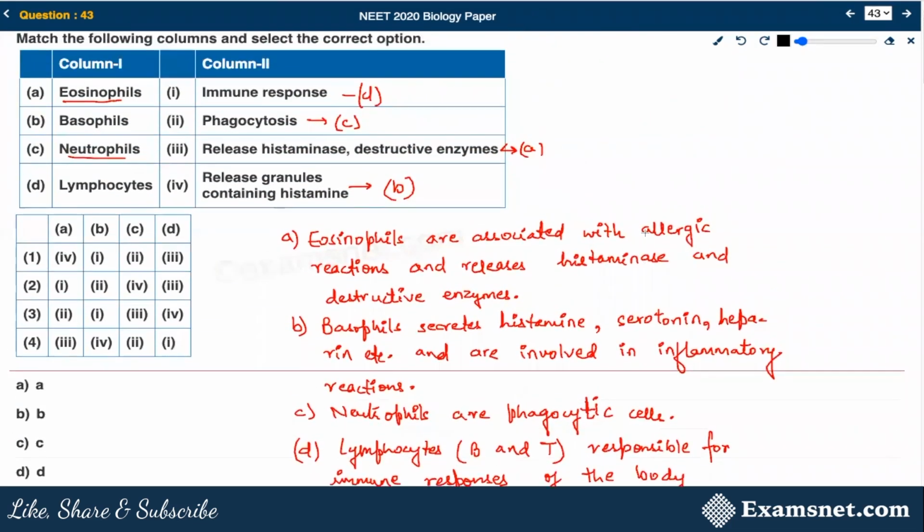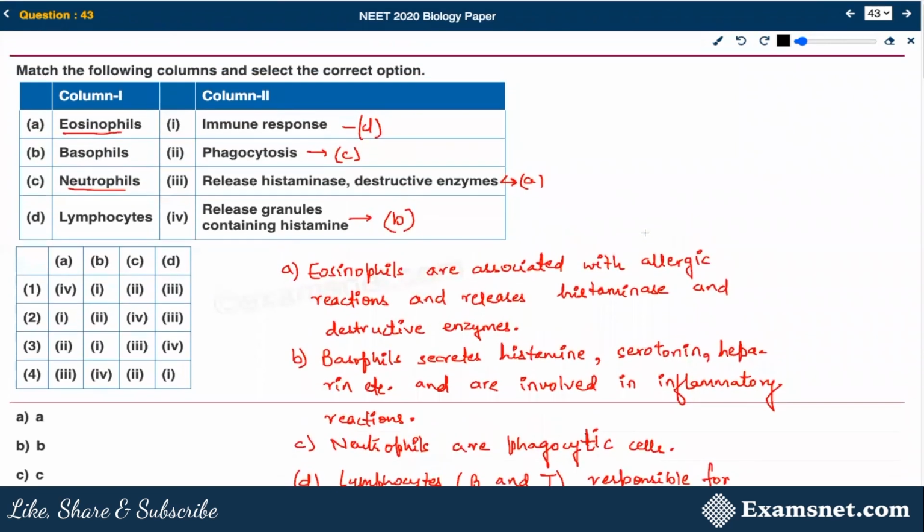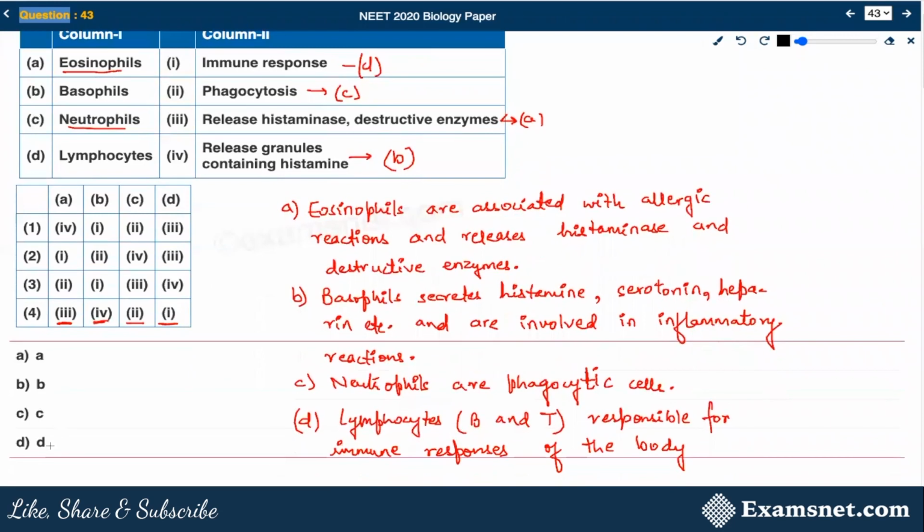So if you look into the options, let us see where it matches. A is going to go with option 3. Then B will go with 4. C will go with second. And D will go with first option. So our correct option turns out to be option D over here. All right, this is the case.